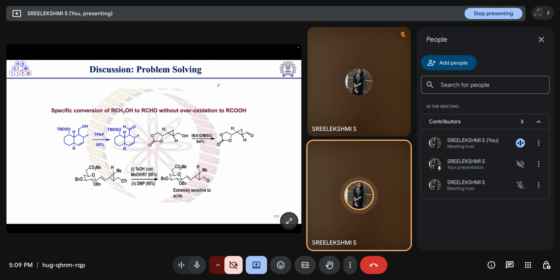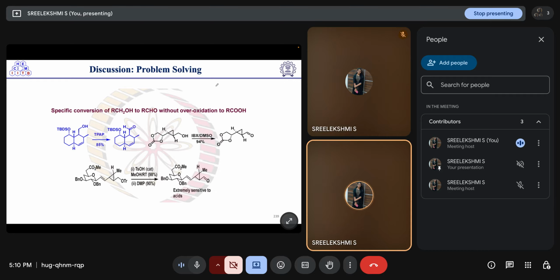Now another example here is given: specific conversion of alcohol to aldehyde without over oxidation to acid. One of the drawbacks of oxidation reactions is that we cannot control the oxidation. Mostly the alcohol will get oxidized to acid, passing through the aldehyde of course, but we cannot control it at the aldehyde stage. So that is one drawback of many of the oxidations.